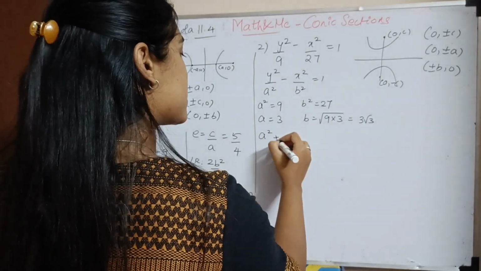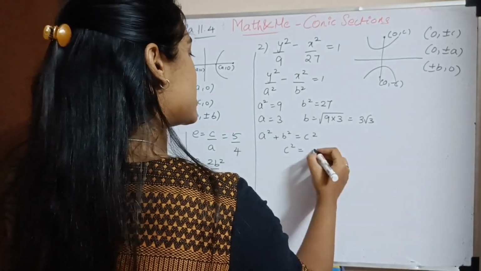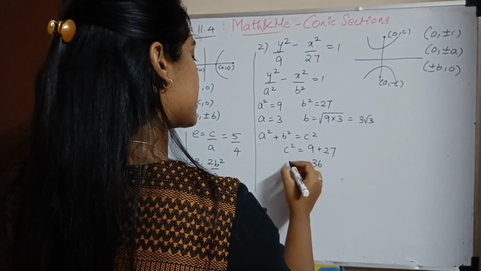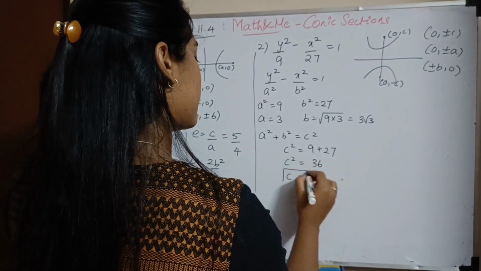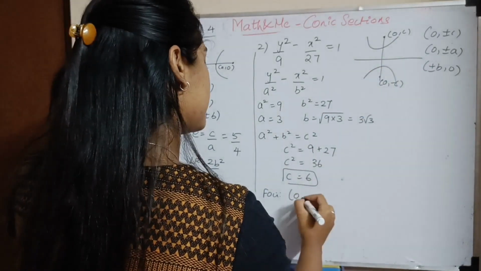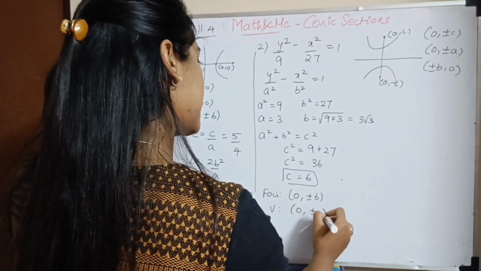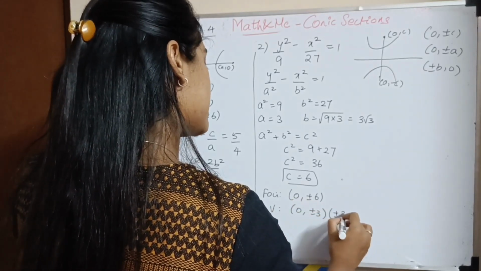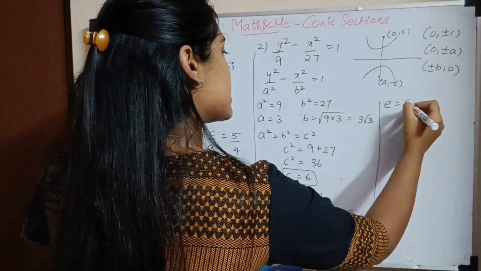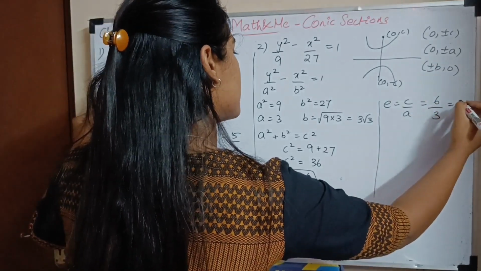So A square plus B square equals C square. C square is nothing but A square plus B square. So 9 plus 27. 27 plus 9 is 36. C equals 6. So we found the value of C. So how does my foci look like? 0 comma plus or minus 6. Vertices are 0 comma plus or minus 3 and plus or minus 3 root 3 comma 0. Eccentricity, E equals C by A, which is 6 divided by 3, which is 2.